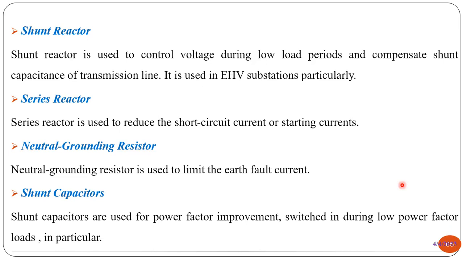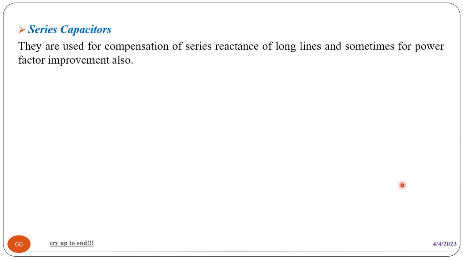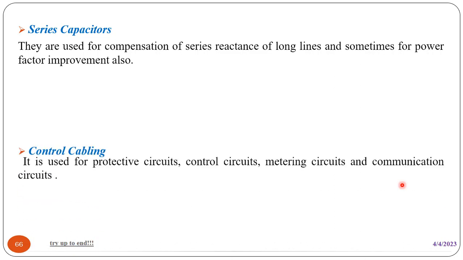Shunt capacitor. Shunt capacitors are used for power factor improvement, switching in during low power factor loads in particular. Series capacitor is used for compensation of series reactance of long lines and sometimes for power factor improvement.